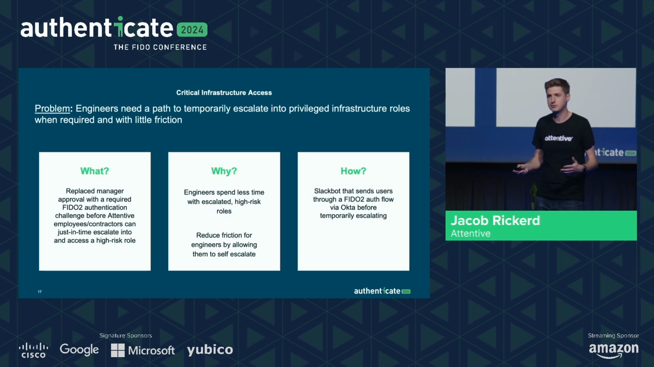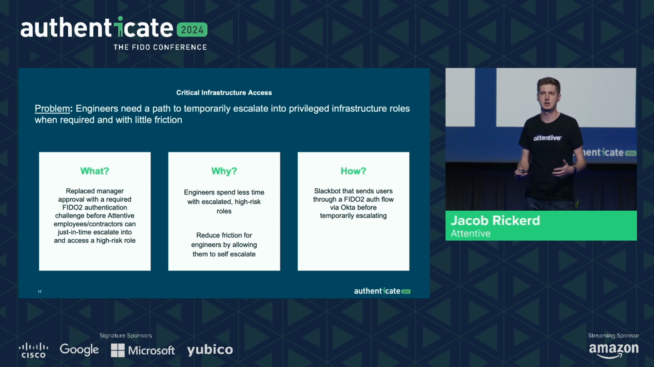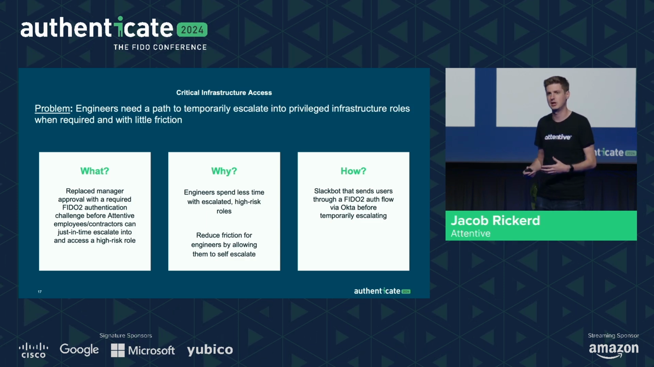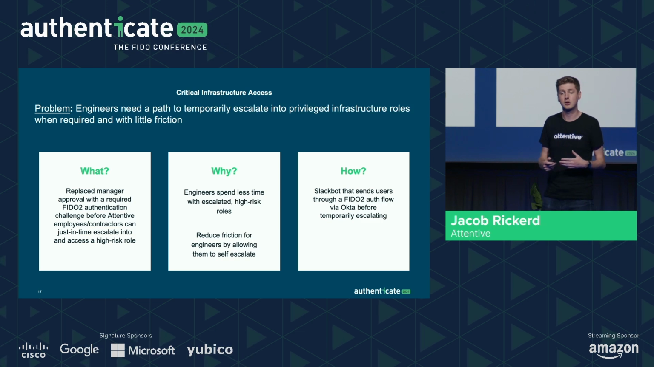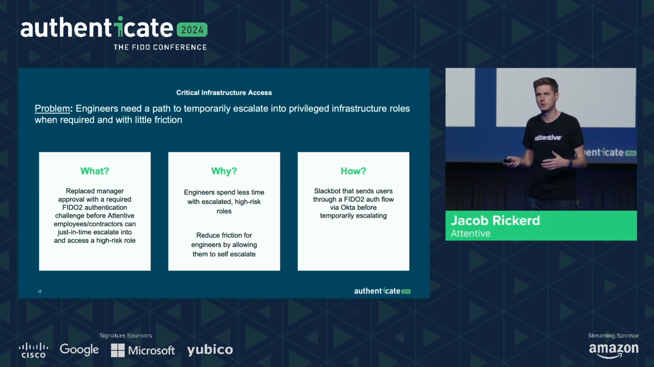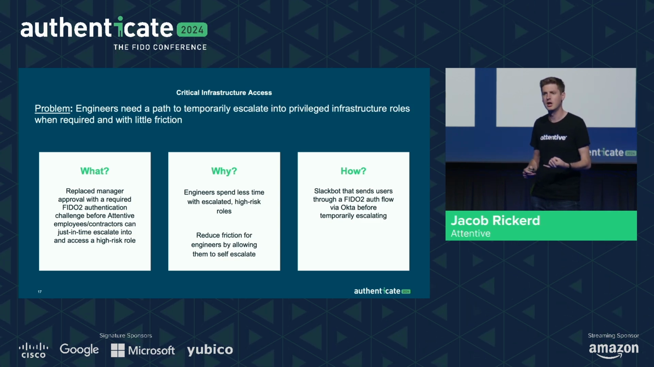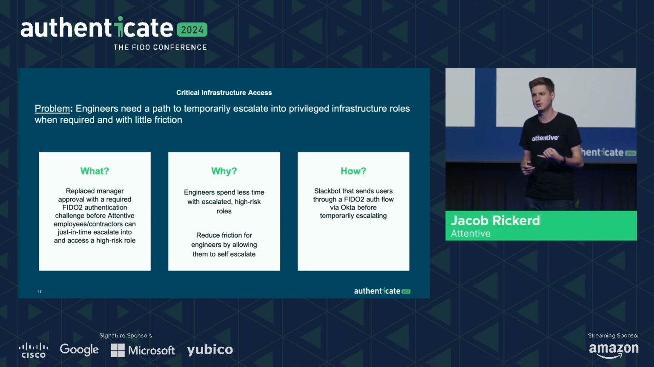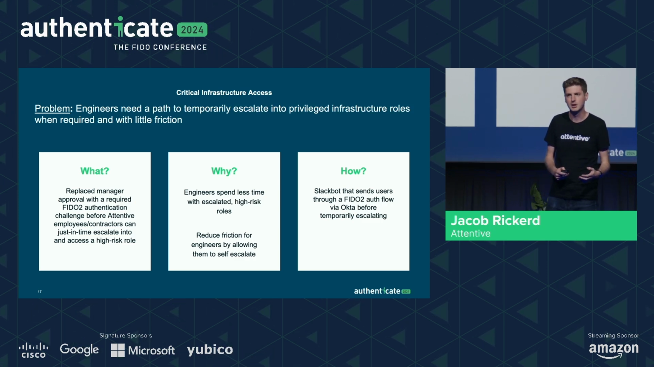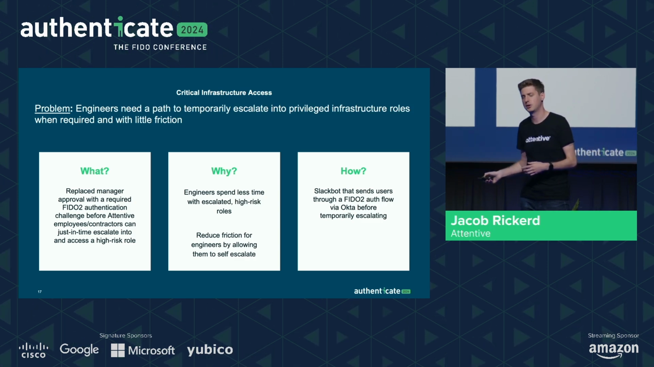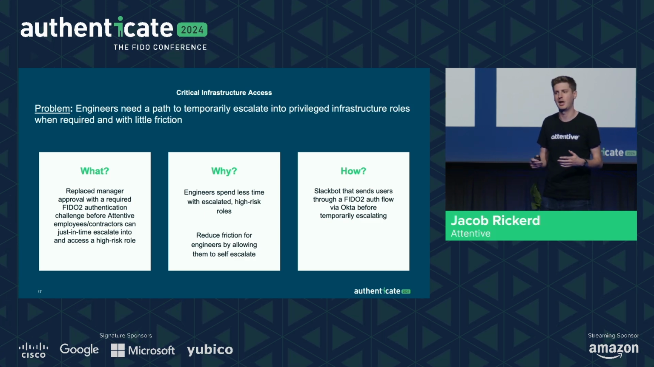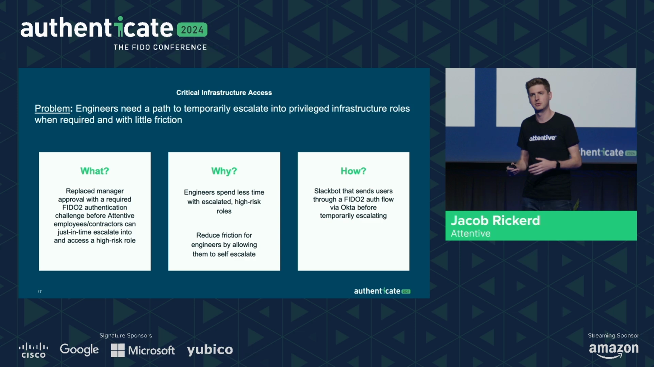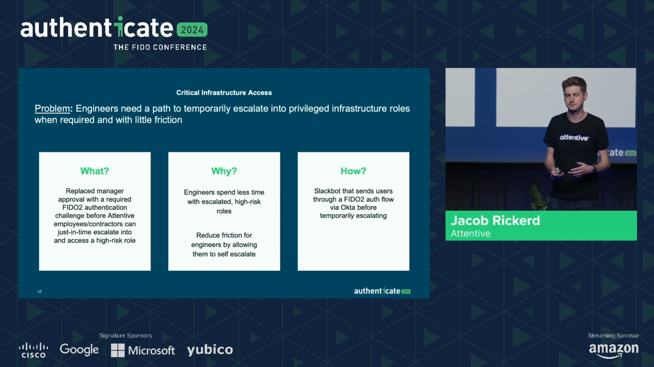So at Attentive, for years, we've had a process where, if an engineer needs to access critical infrastructure in AWS, they start by going to Slack and selecting our escalation bot, filling out a form with the role they want access to, the duration they want the access, and giving us a little reason. They then hit submit, and this sends a request to the manager, who reviews and approves, and the engineer is able to access that role for the duration they selected.